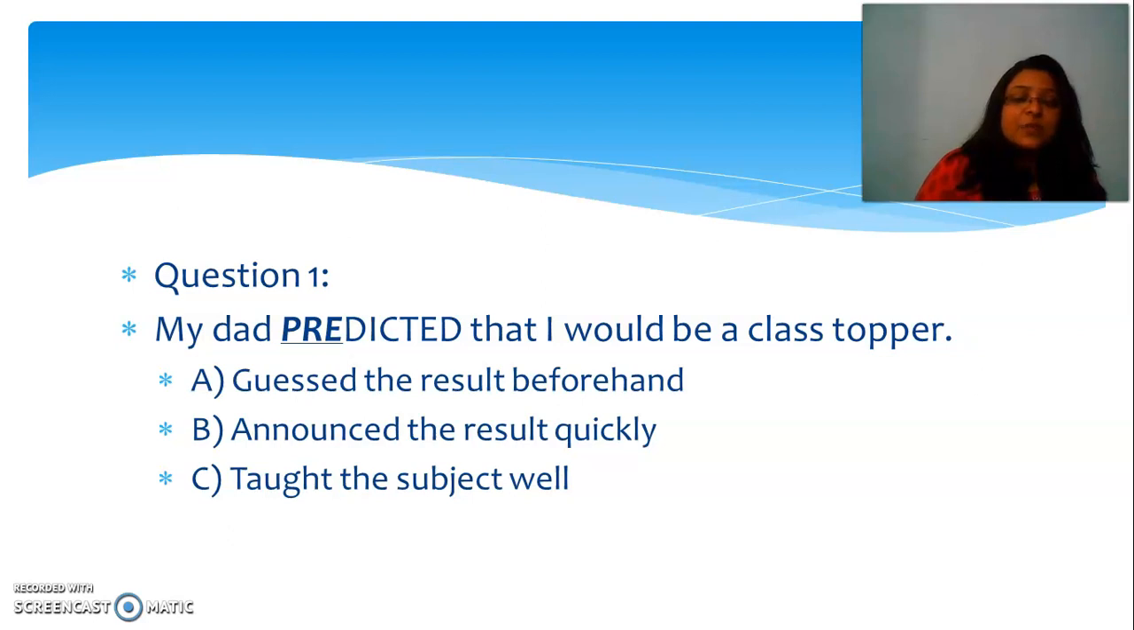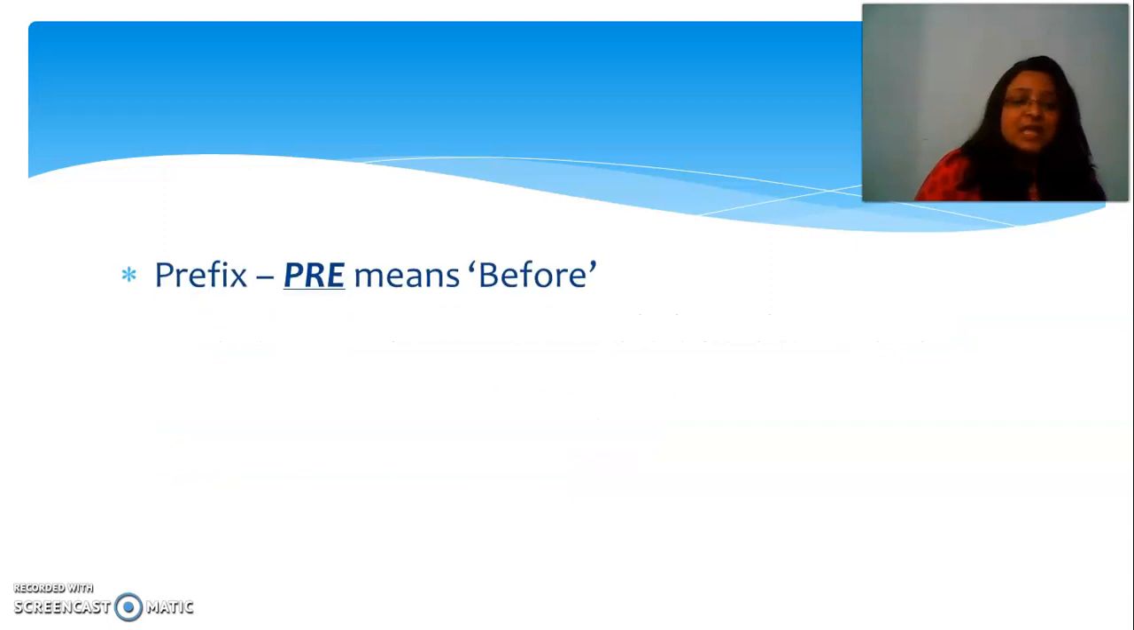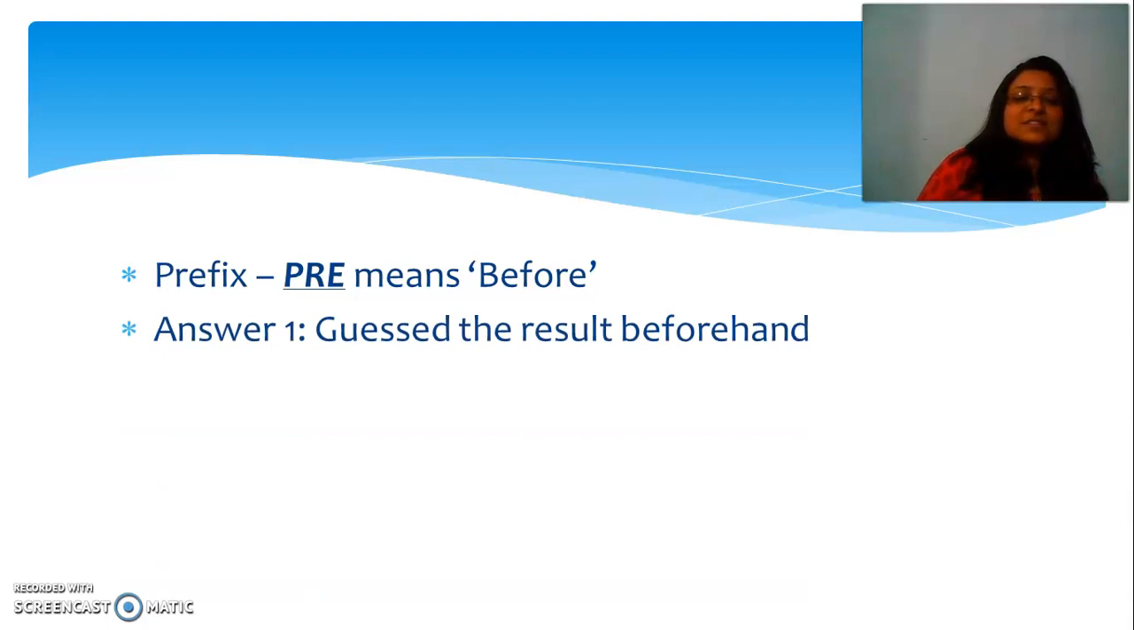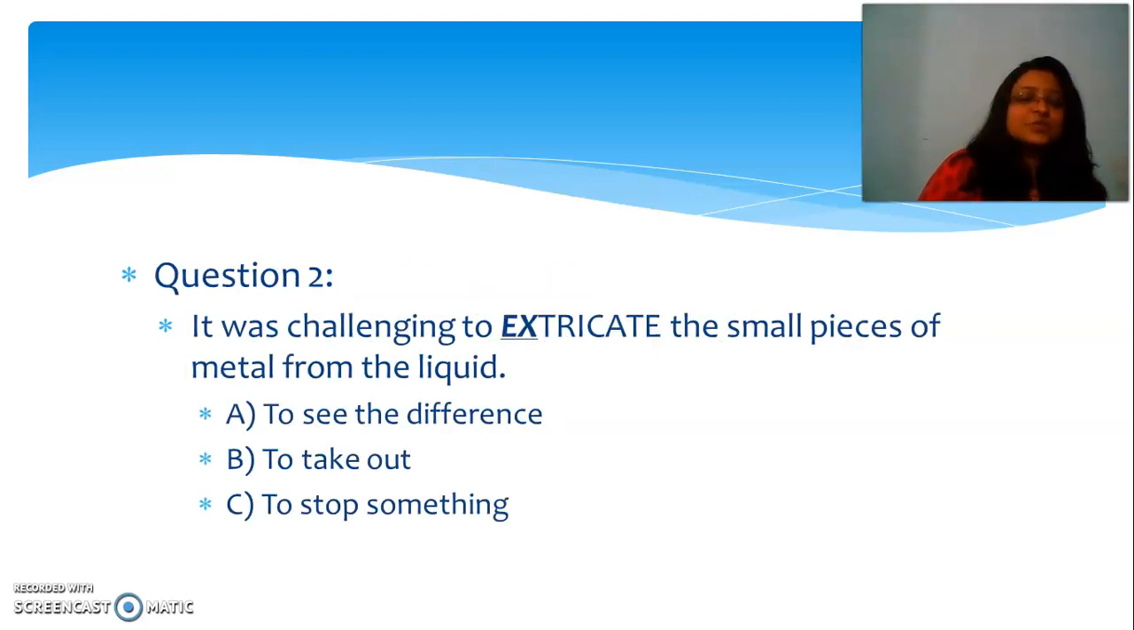Let's see. If we know the prefix pre, we know what it means, we should be able to guess the answer. So the prefix pre means before, therefore the answer is guessed the result beforehand. So my dad guessed the result beforehand, even before obviously the results were really declared. Pre means before.